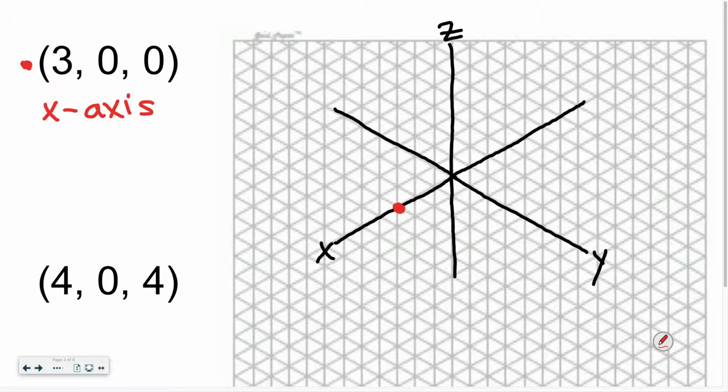So how, when you count 3, is it the bottom of the triangle? This is the origin right here where all 3 axes intersect. Okay. In green, we are going to plot the point 4, 0, 4.